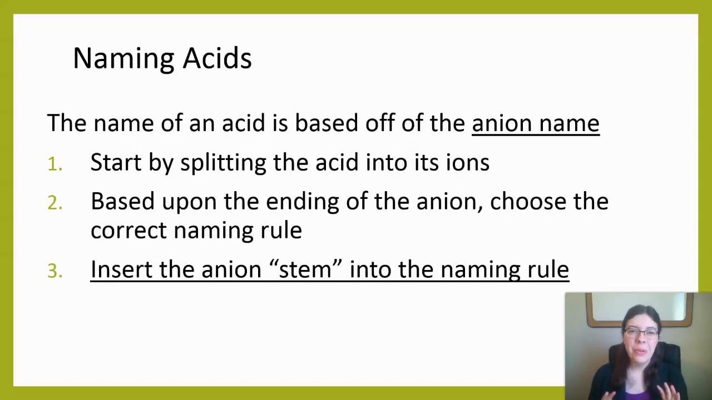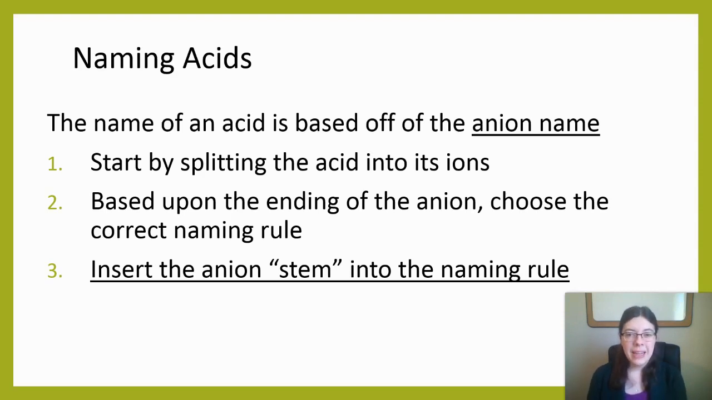Okay, so for acids, they're not that much more complicated, and there's a few steps that are going to help us out with that. So for the name of the acid, we're going to look at the anion name. So whatever the compound is, we're going to focus on that anion, so the negatively charged thing that comes at the end, and think about what its name is.